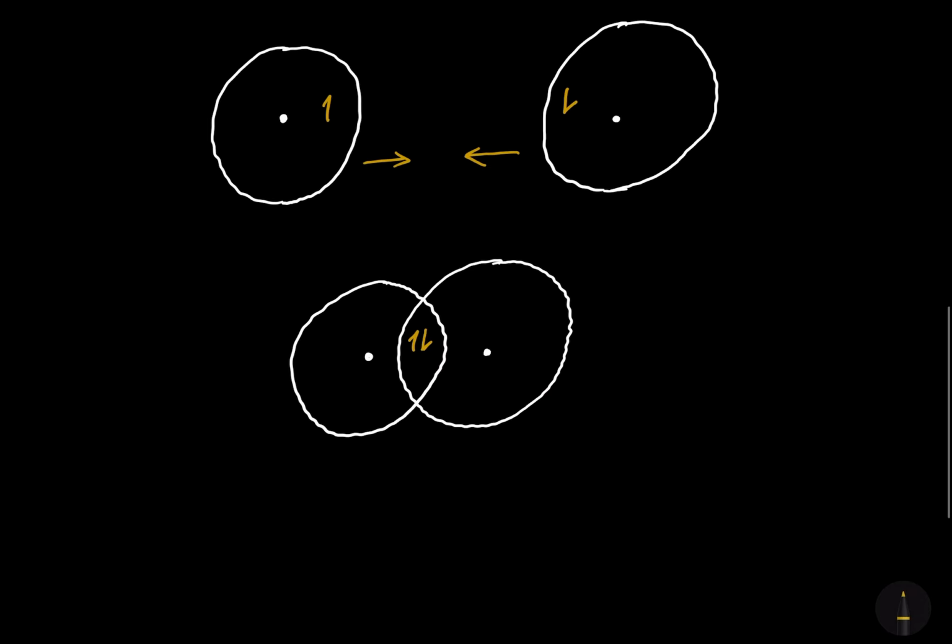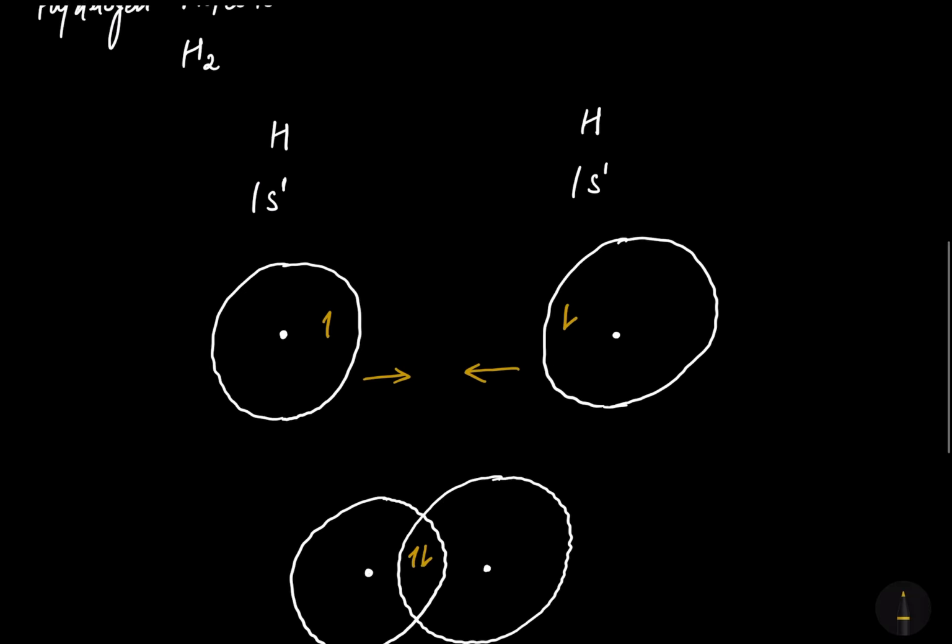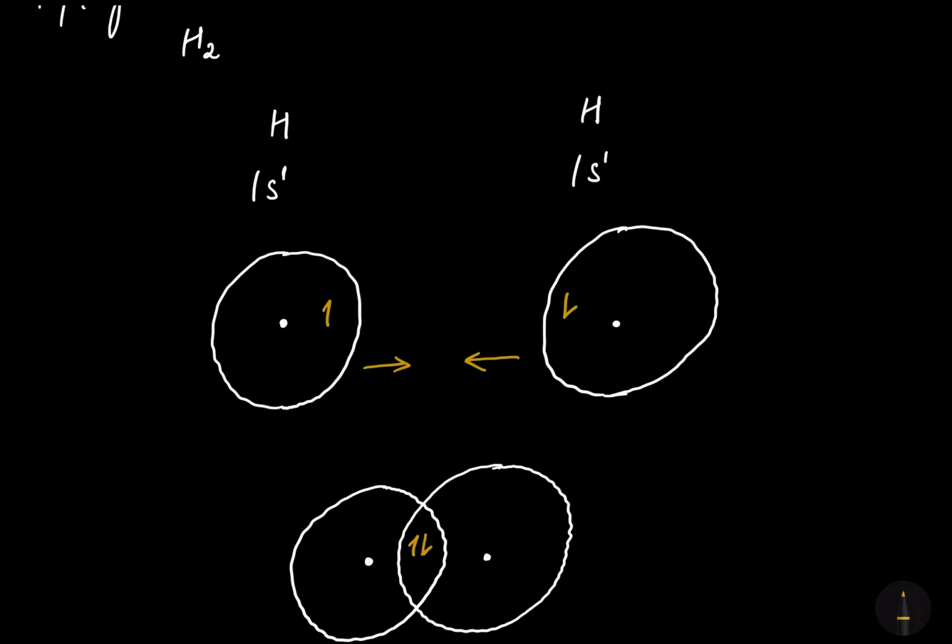So now let's talk about the overlapping between s and the p orbital. So this is the overlapping of s and the s orbital. Let me write this thing for you. This is the overlapping of s and s orbital.